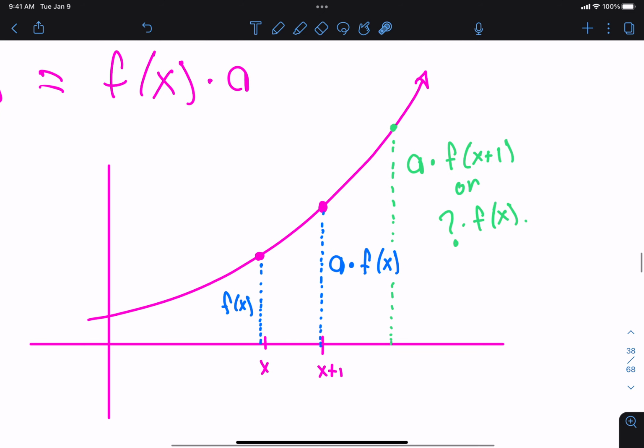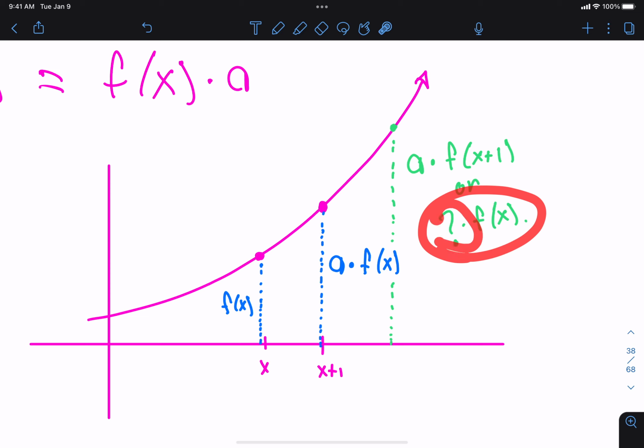So if I get the next thing by multiplying by a, and then again I get the next thing by multiplying by a of the previous thing, how do I make a two-step process? What's going to go in my question mark spot here? Yeah, a squared, okay? To make two steps, we multiply by a and then by a again. That's the same as multiplying by a squared, okay?